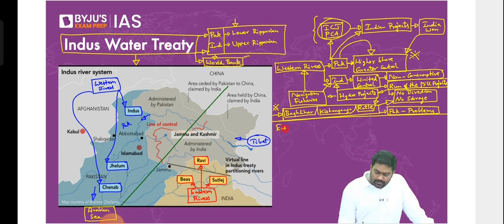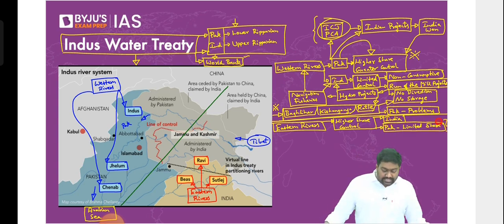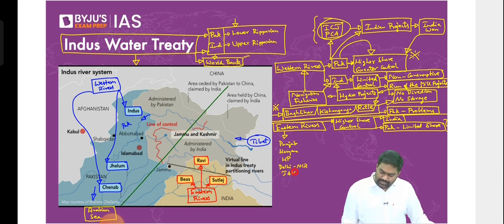On the other hand, if you look at the eastern rivers, a higher share of the eastern rivers and the complete control of the eastern rivers has been vested with India. India has a greater control, whereas Pakistan has been given a limited share over the eastern rivers. These eastern rivers are the lifeline of northern and northwestern India. The Ravi, Beas, and Satluj are extremely crucial in Punjab, Haryana, Himachal Pradesh, parts of Delhi NCR, and parts of J&K as well. These waters are absolutely crucial for India.